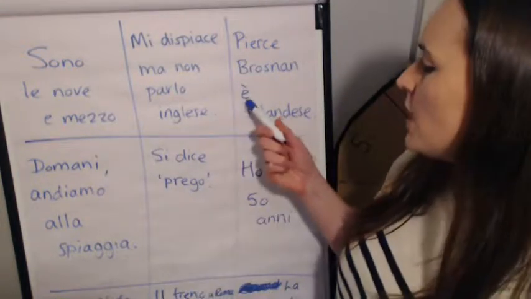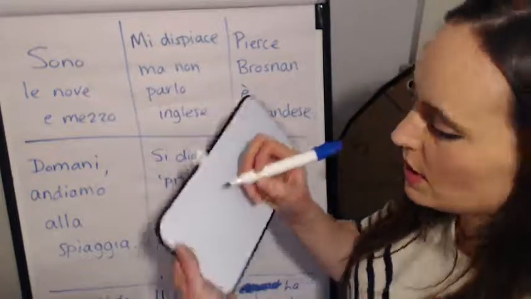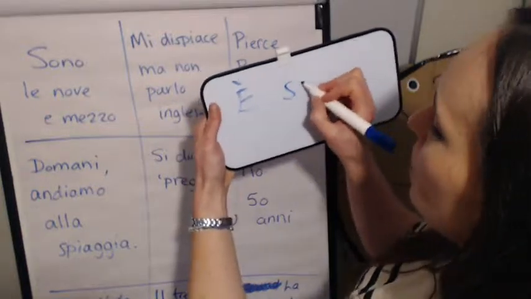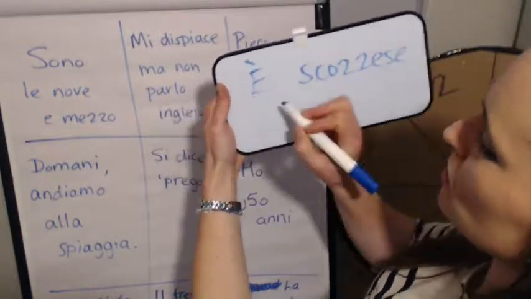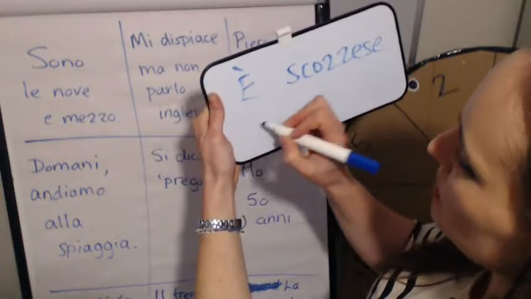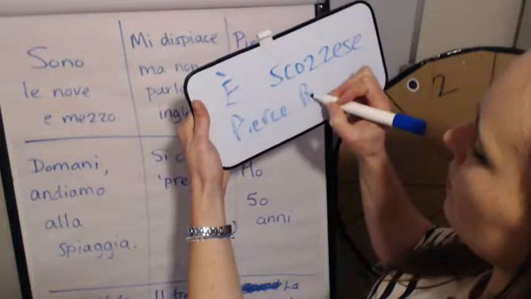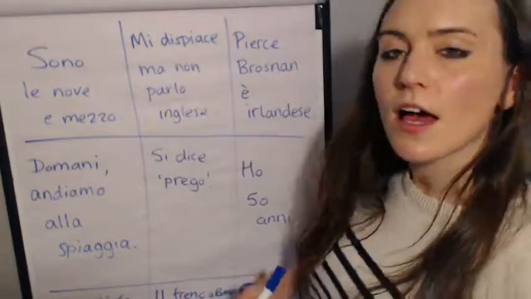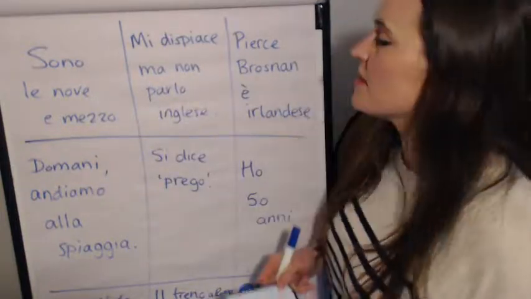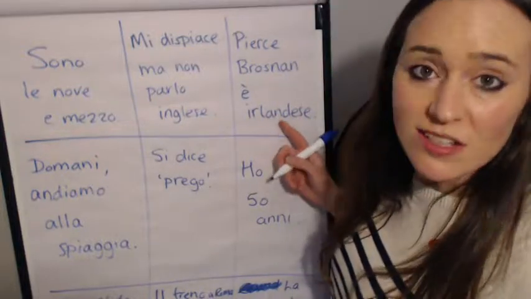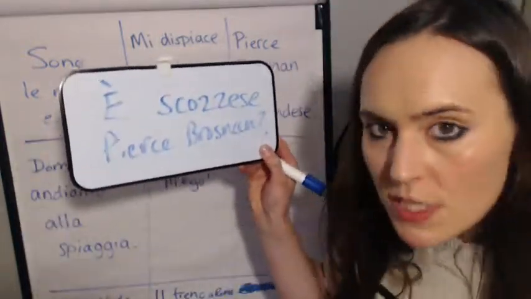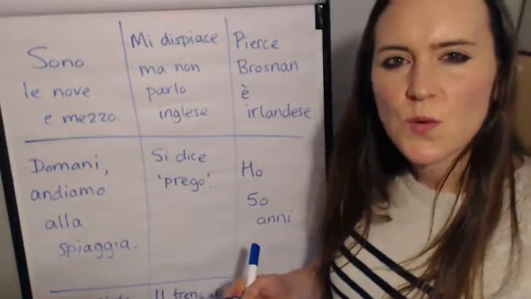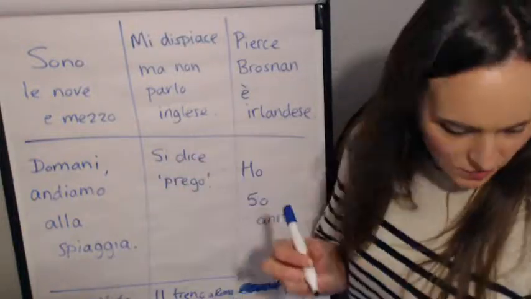So is he, as a question, is the same as saying he is or she is. È. Nice and easy. È scozzese? Is he or she Scottish? And then you just put the name of the person. So Pierce Brosnan. È scozzese Pierce Brosnan? Pierce Brosnan è irlandese. So it could be, no, he's Irish. So that could be one question. Is he something or other? That guy or that girl? What about where or from where is he? That's the one I'm really looking for.